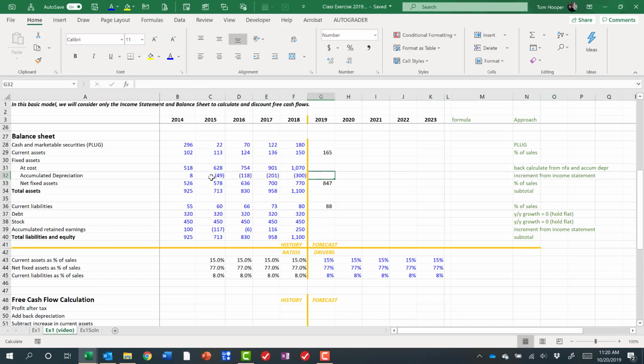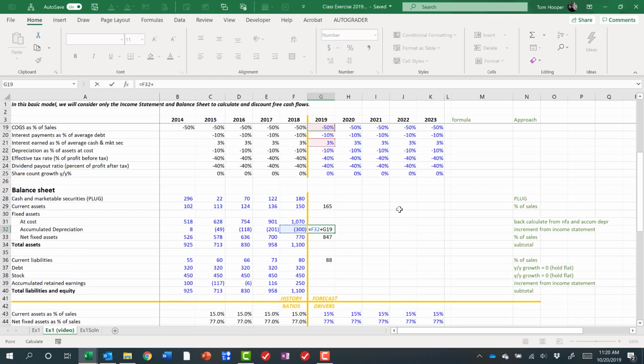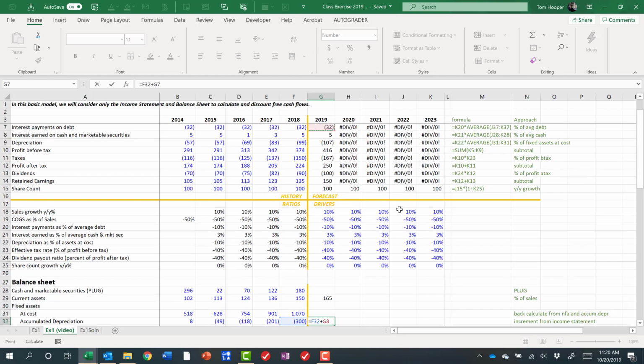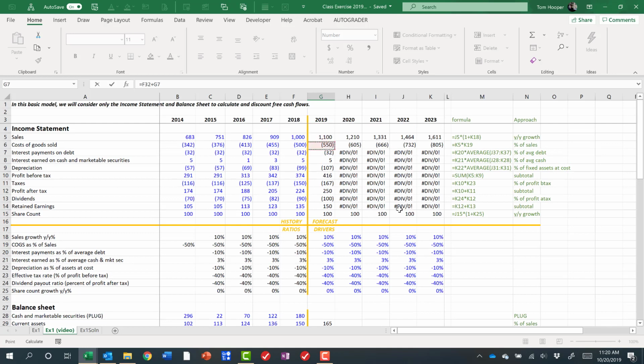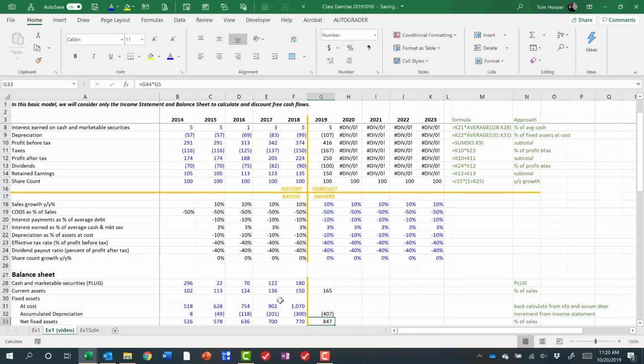So since this is the accumulated depreciation, to continue to grow that depreciation, we take whatever it had accumulated to before, and we want to add the depreciation from our income statement on row 9. And we see it on trend with the recent accumulated depreciation.